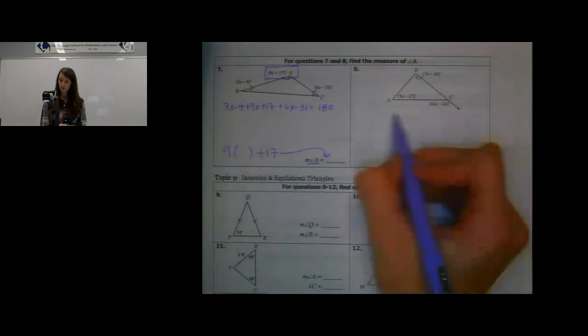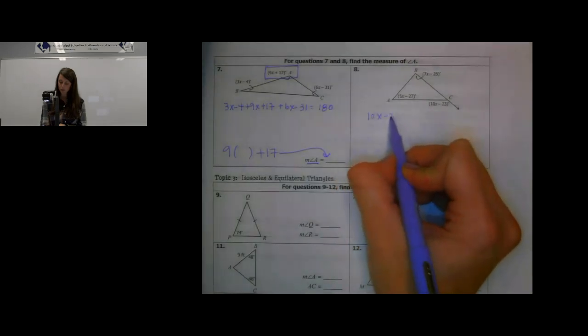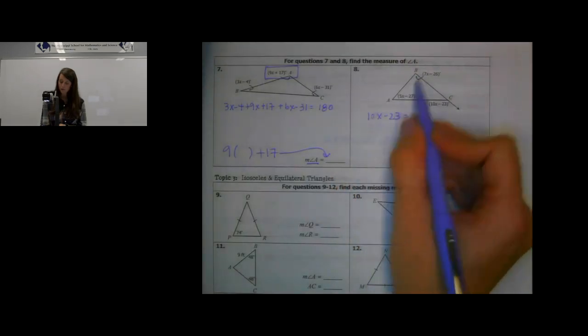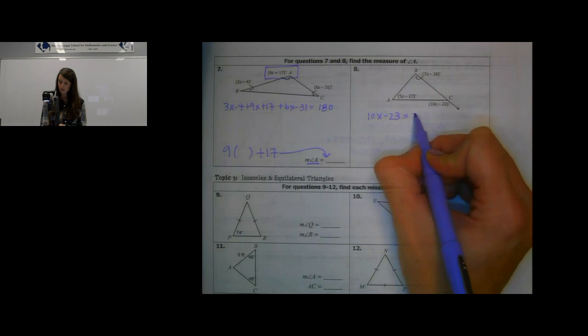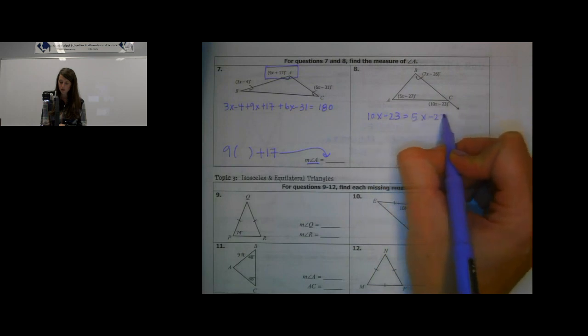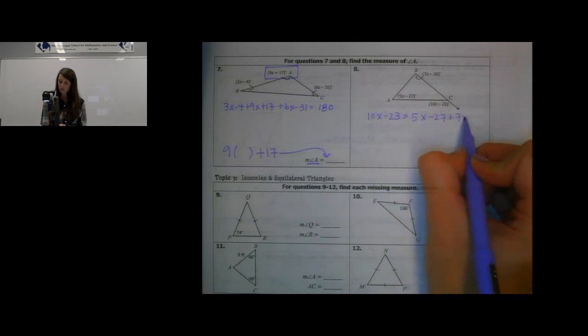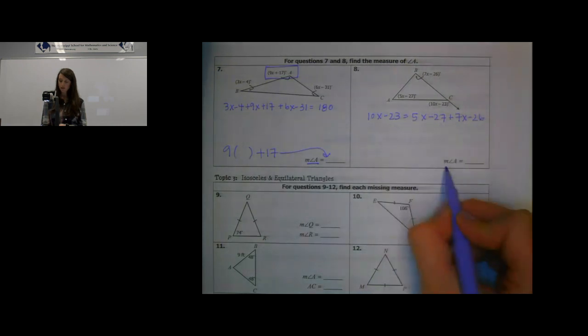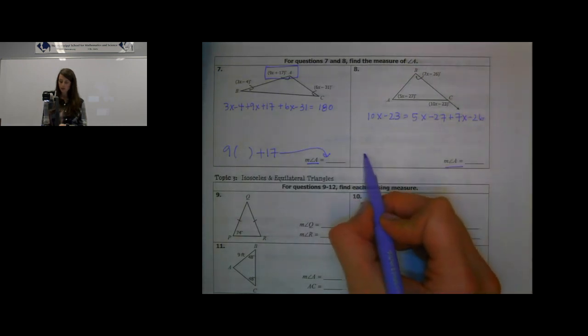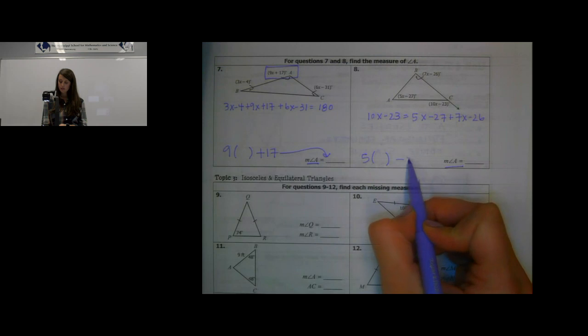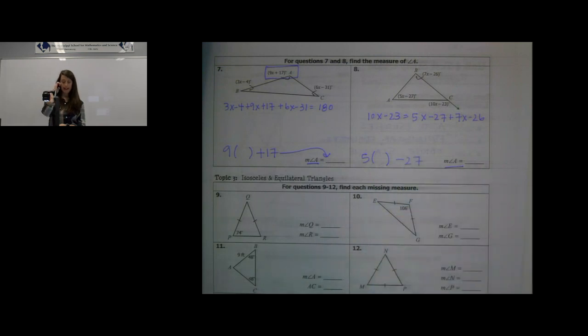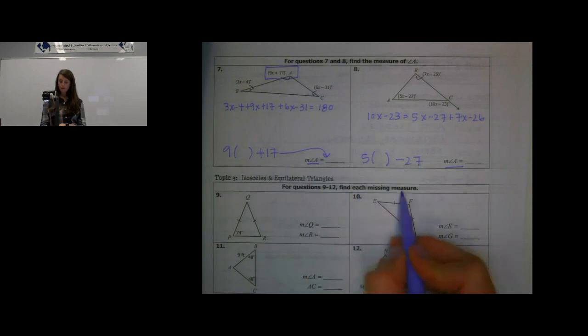Okay? All right, here, same thing. So this 10x minus a 23 is going to be equal to these 2 sides here, so add it together. So 5x minus 27 plus 7x minus a 26. Find your x and then plug in whatever that x is inside the A. Okay, so we're looking for A there. Okay, find each missing measure.